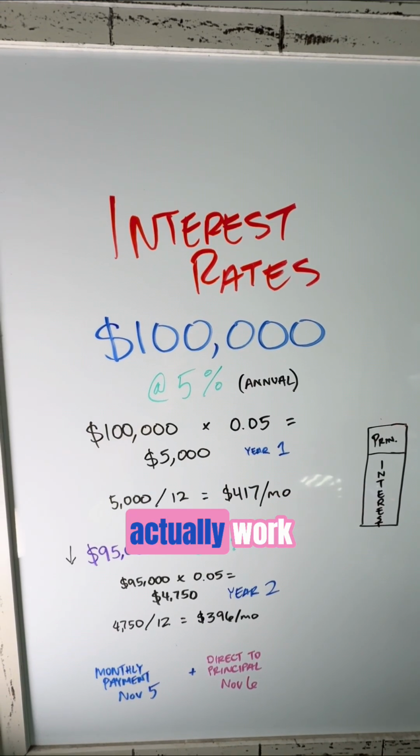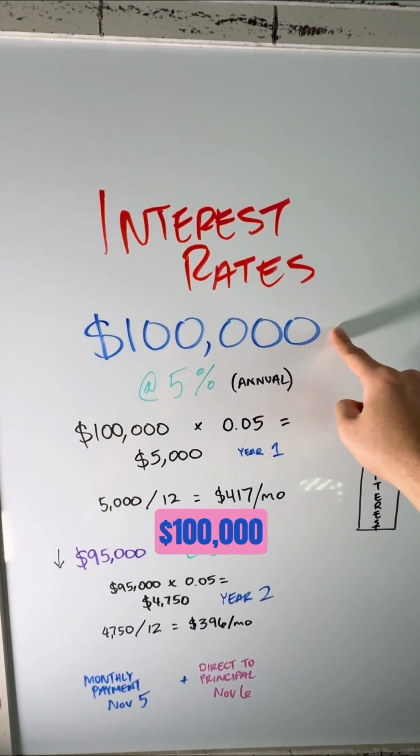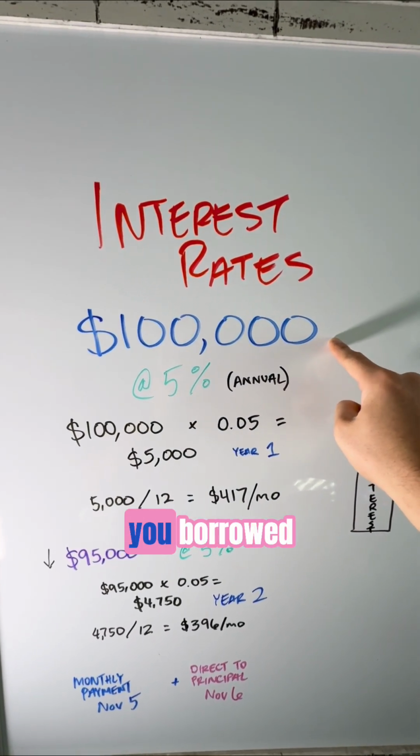How do interest rates actually work? Let's break it down. Easy whole number, $100,000. Okay, this is how much you borrowed.